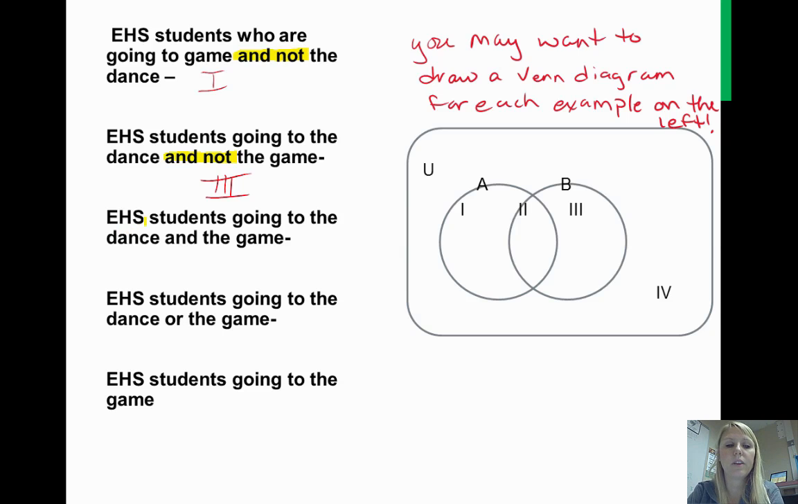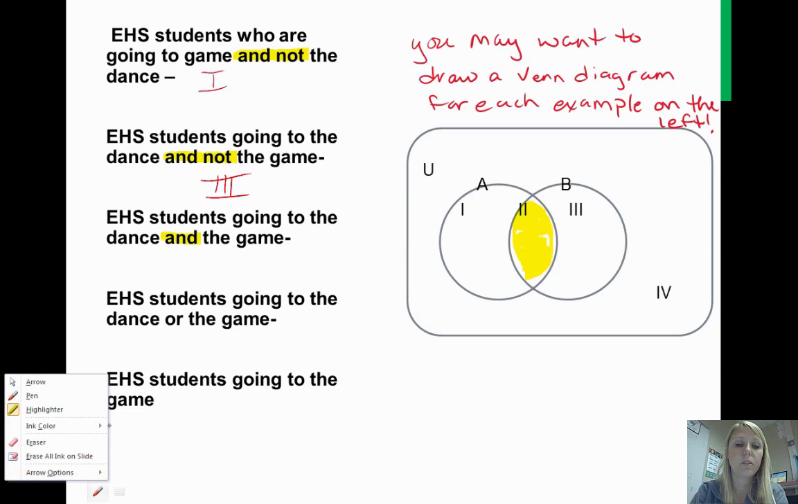For this one, we have EHS students going to the dance and the game. So on this one, this refers to A intersect B. We're looking at purely region 2 in this, going to the dance and the game. So that would be section 2.